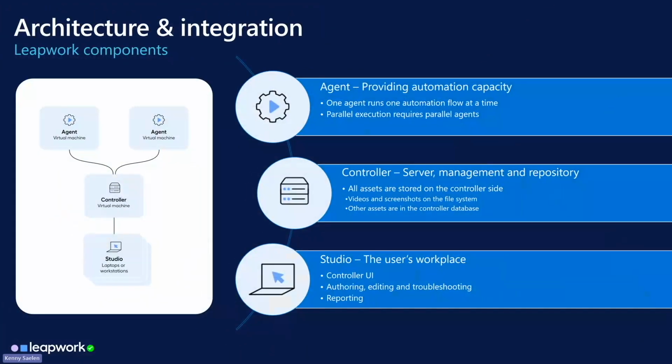Next, let's have a look at the overall architecture and integration capabilities of Leapwork. So on this slide, we have the logical components of what Leapwork is made of. So at the top, when we start with the agents, these are actually providing the automation capacity, right? Those are the heavy lifting execution bots, if you will. So one agent runs one automation flow at a time. That's an important thing. And then parallel execution requires some parallel agents to be there.